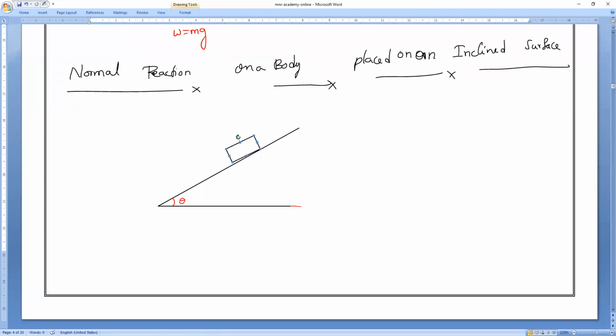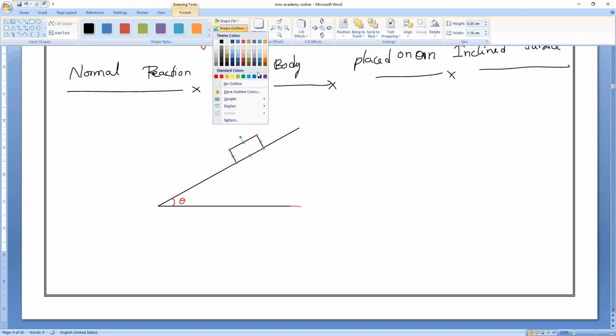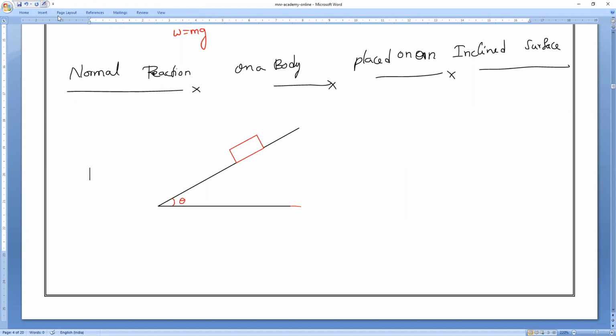So this is a block on an inclined surface. On an inclined surface, either the block is in a state of rest or the block will start sliding downwards. Am I right? The angle is not much required. For example, all of you put your hand parallel to your bench. Are you all sitting with the help of a bench?